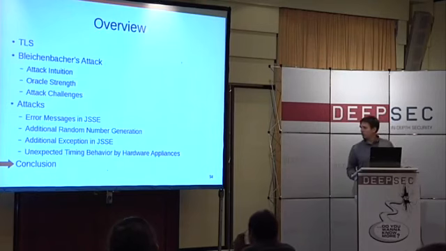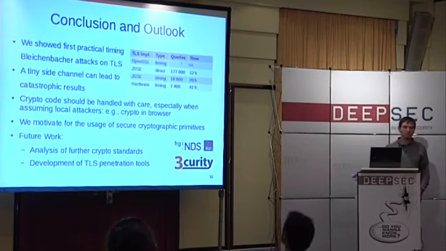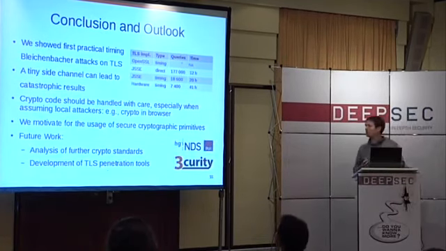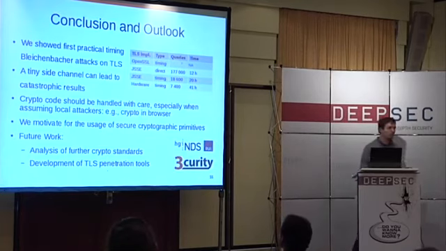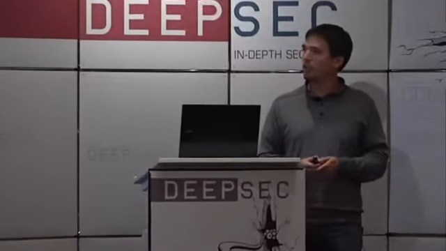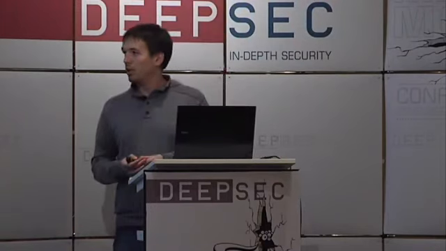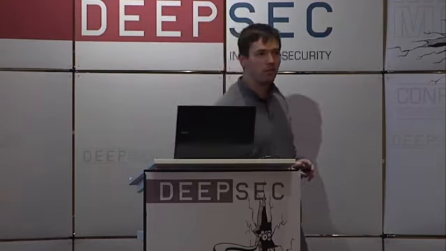Let's come to the conclusion. So we showed first practical Bleichenbacher attacks on TLS with different timing behaviors, with different side channels. For me, the most interesting part was that an additional exception can lead to a side channel of 20 microseconds, which is visible in a local area network. And we showed that a tiny side channel can lead to catastrophic results.